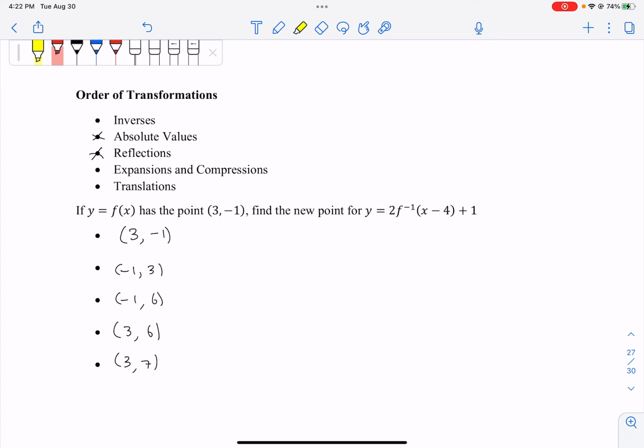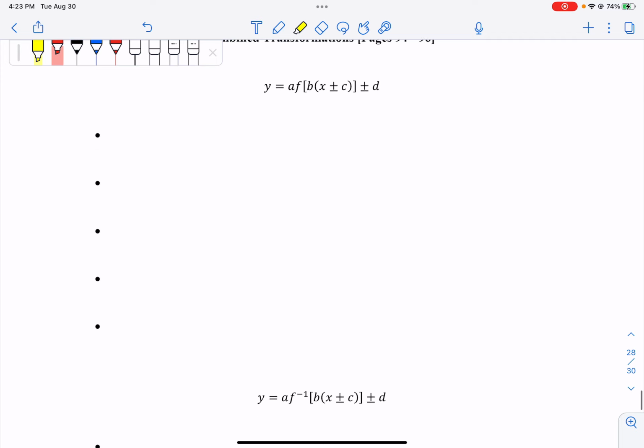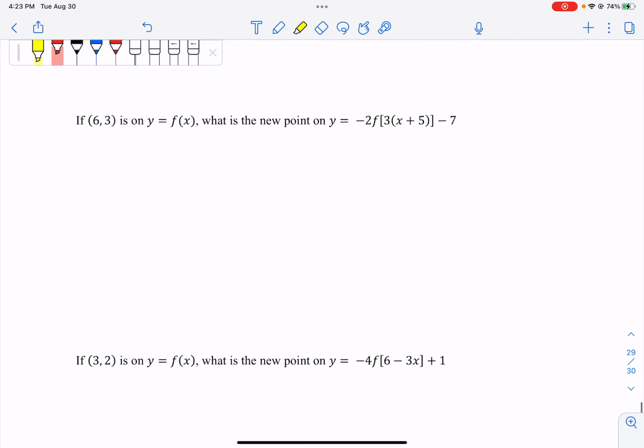Okay. Let's do one more. What happens over here? (6, 3) is on y is equal to f of x. What is the new point on y is equal to negative 2 f of 3 of x plus 5 minus 7?